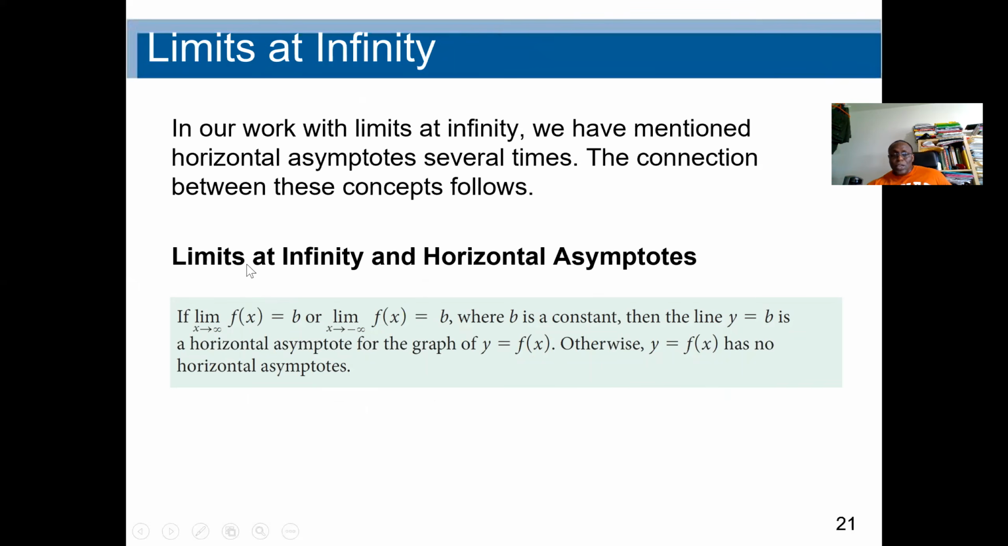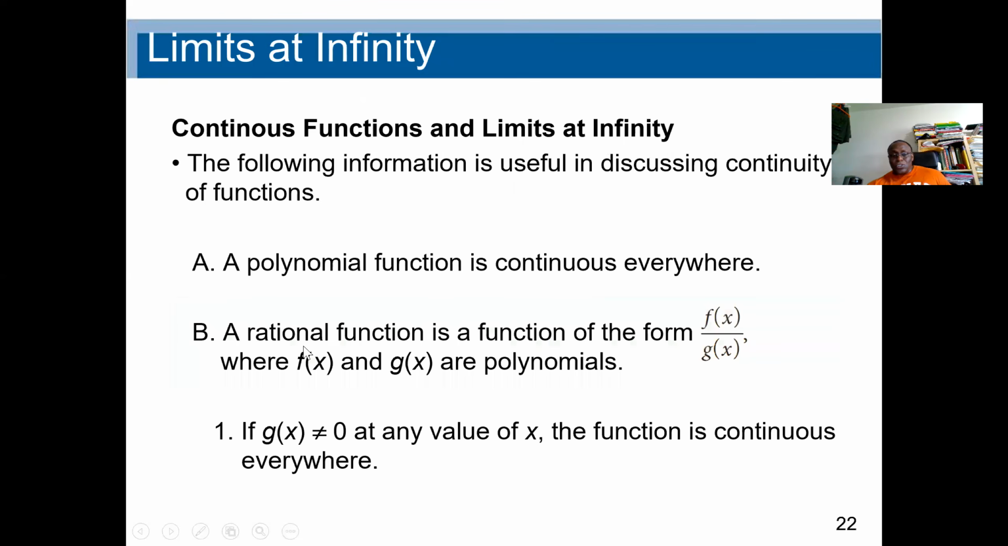So also we have a concept of limit at infinity and horizontal asymptotes. Here we say that the limit as x approaches infinity of f(x) equals b, or the limit as x approaches negative infinity of f(x) equals b, where b is a constant. Then the line y equals b is the horizontal asymptote for the graph of y equals f(x). Otherwise, y equals f(x) has no horizontal asymptotes. So we have continuous functions and also limits at infinity.